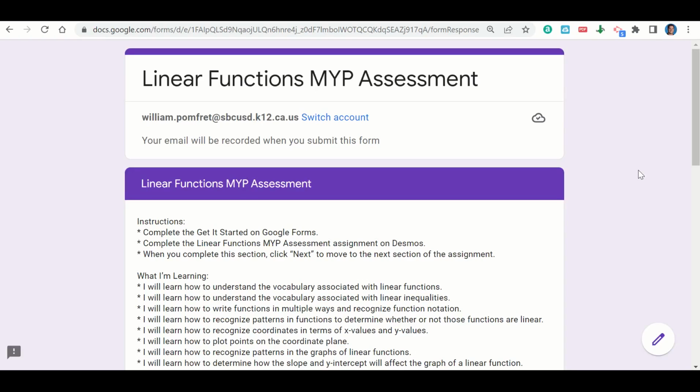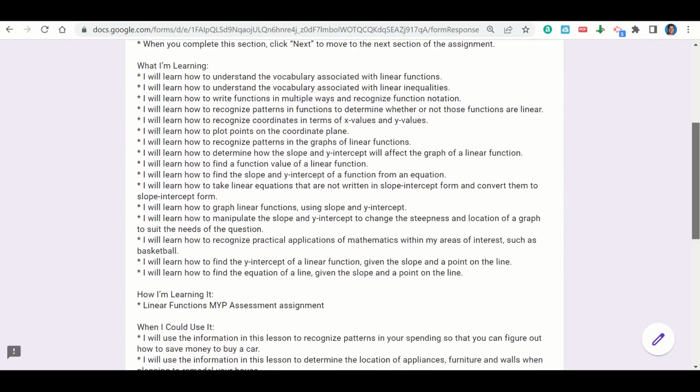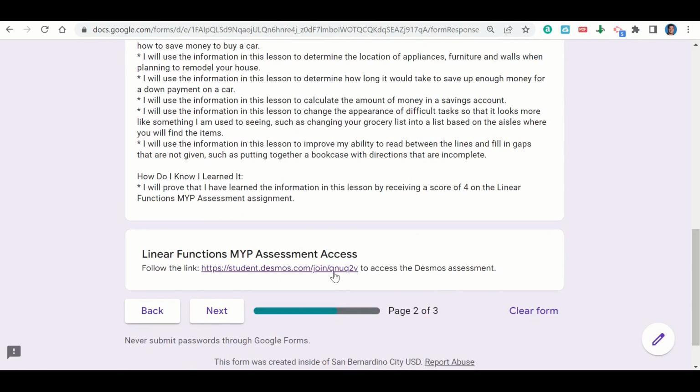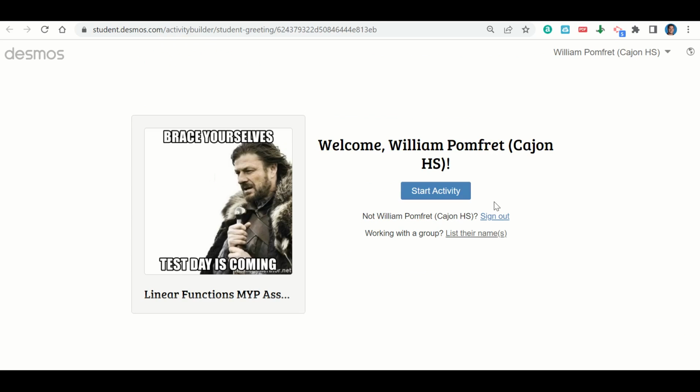Let's take a look now at the linear functions MYP assessment assignment. So it begins with our learning goals and success criteria. If we continue to scroll down, there's a link to the Desmos activity here. We'll go ahead and click on that link, and it takes us to a page that looks like this. We'll go ahead and click Start the Activity.